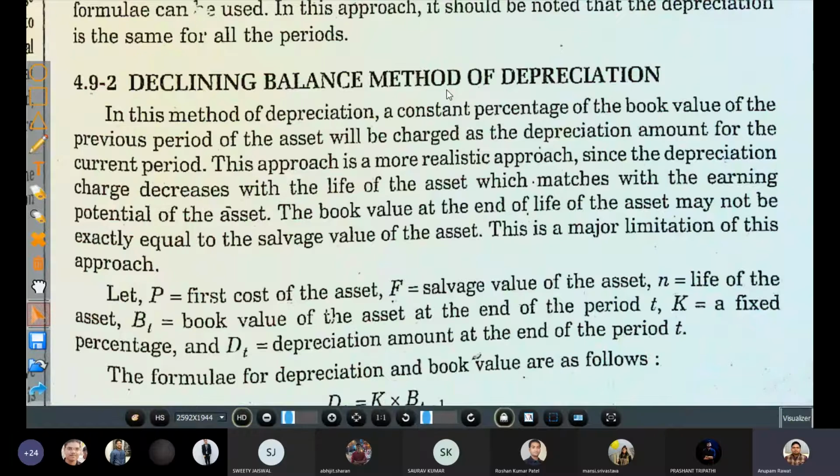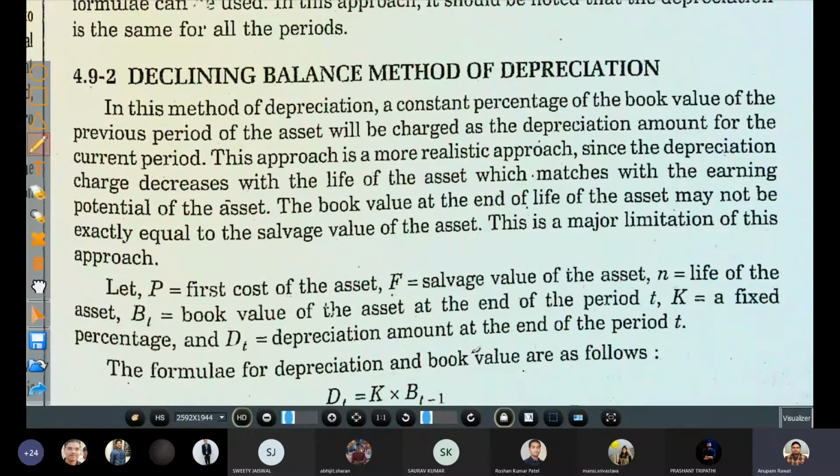In this method of depreciation, a constant percentage of the book value of the previous period of the asset will be charged as the depreciation amount for the current period. This is a more realistic approach since the depreciation charge decreases with the life of the asset, which matches the earning potential of the asset. The book value at the end of the life of the asset may not be exactly equal to the salvage value of the asset.